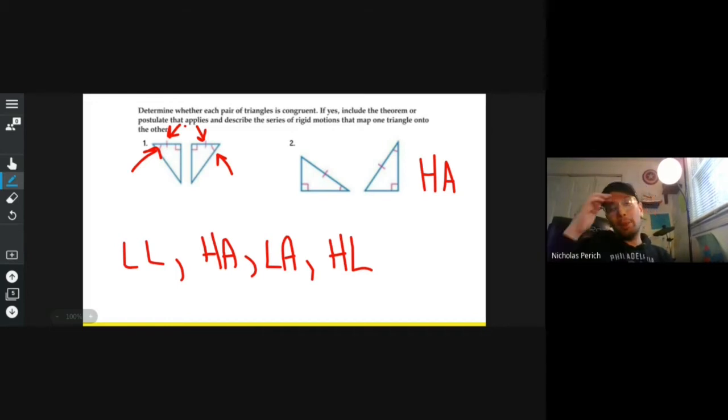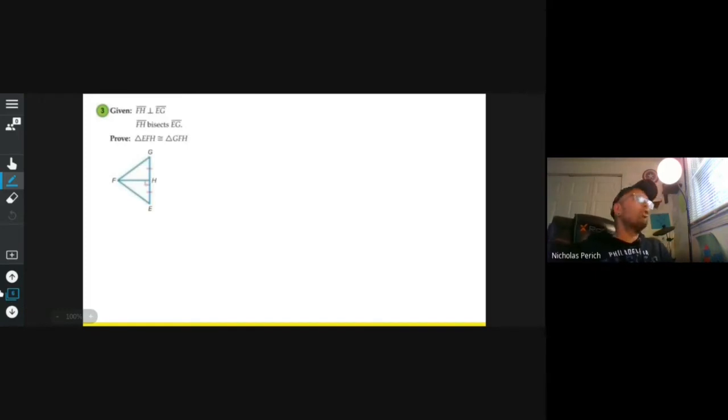Good job, Camilla. The hypotenuse is the same as that hypotenuse. And then that random angle that's floating around is the same as that random angle that's floating around. The only one of these four that include a hypotenuse and an angle is HA. And of course, you can only use these if you notice that they're right triangles. So let's do some proofs. Two of them, and then we're going to call it a day.